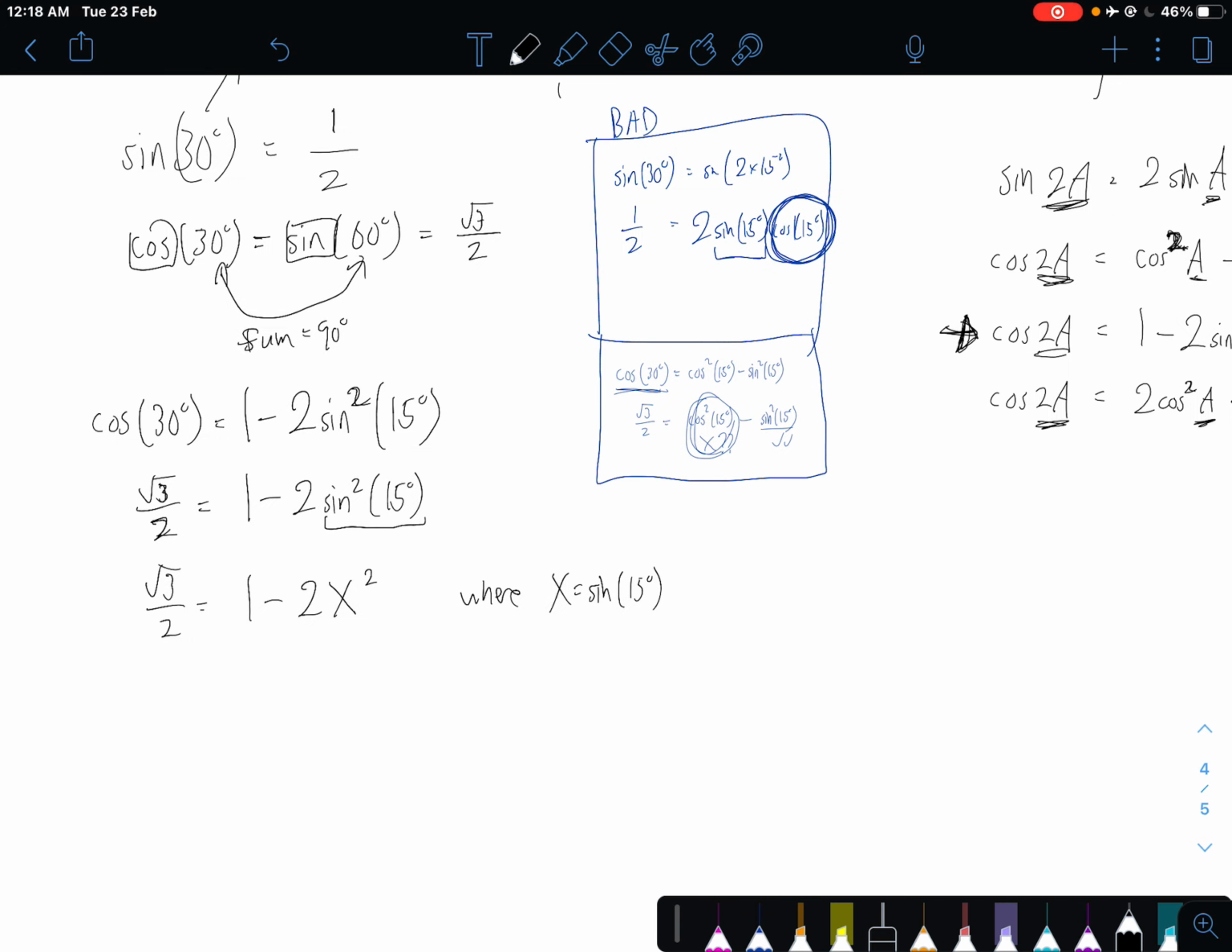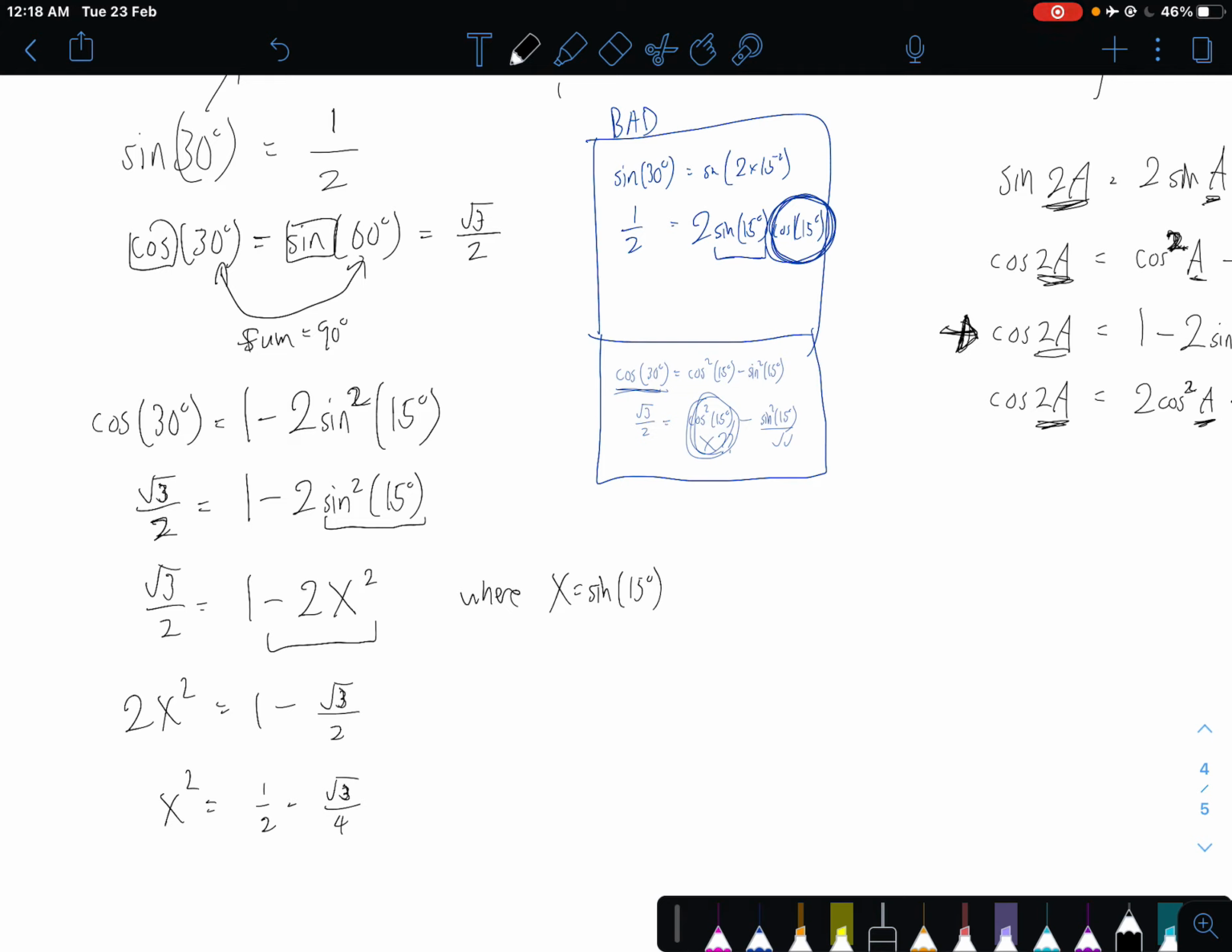Now I want to make sine of 15 degrees, which is the answer I want, the subject. How do I do that? Make x the subject, very simple. Maybe I'll bring this term over so I can make it positive. Then I'll bring the root 3 over 2 over as well. So 1 minus root 3 over 2. Then I can solve for x squared, just divide by 2. So half minus root 3 over 4.